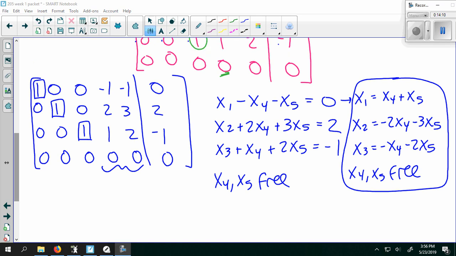I messed up just a teeny bit when I was solving for x2 and x3. I forgot that there were constants on the right-hand side. So this is 2 minus and -1 minus.